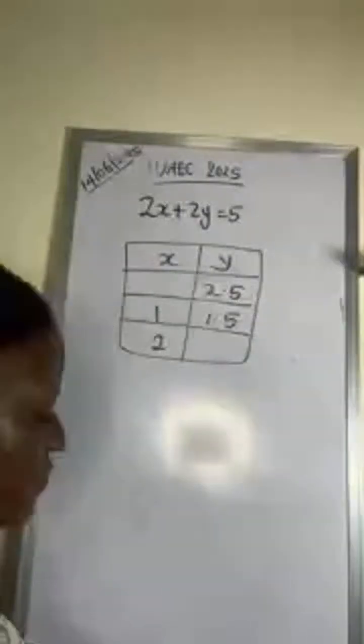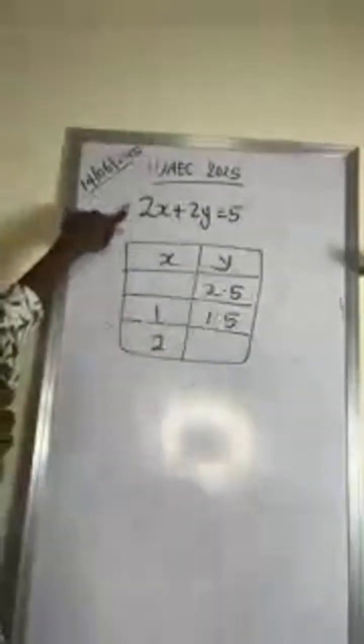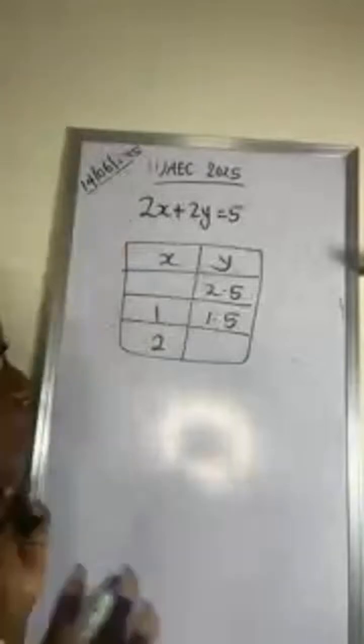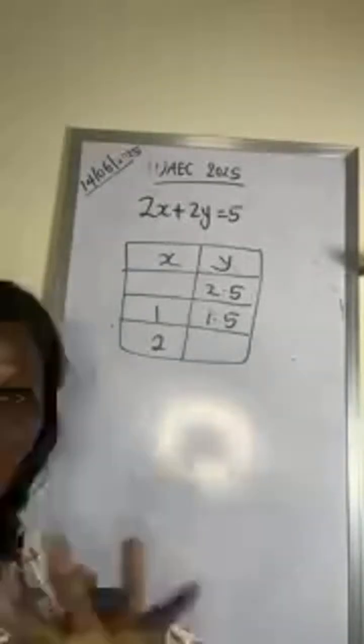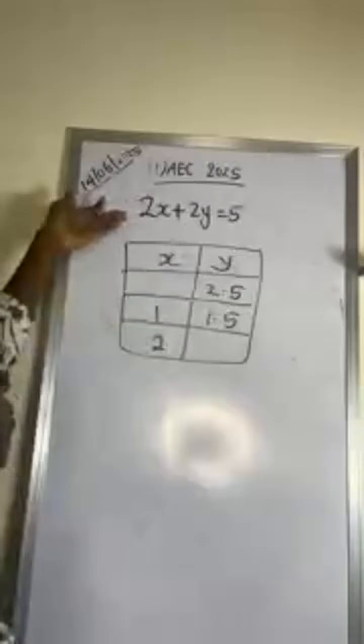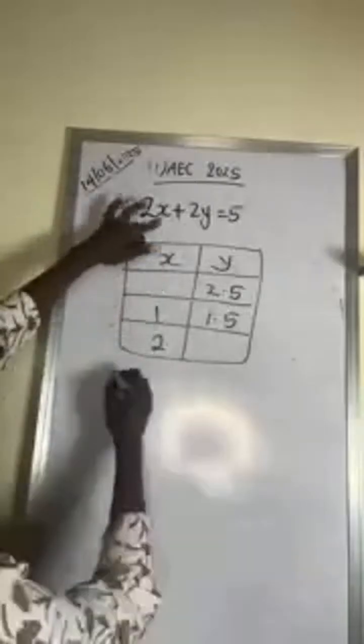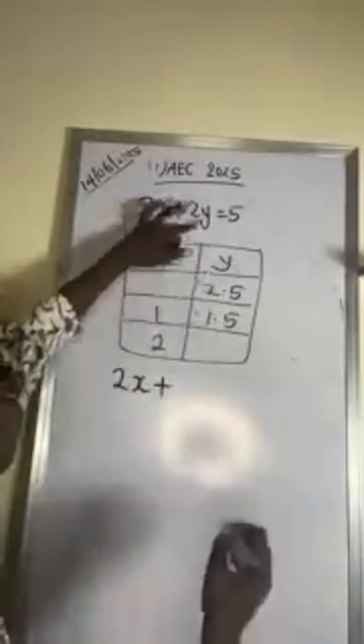So given 2x plus 2y equals 5, we're given the table. We're not given the value of x here, but we're given y. So we're asked to find the values of x and y. We already have an equation. This is just substitution. If you are following us on the channel, we've been talking about substitution when given an algebraic expression. This is an equation. So you don't know the value of x, or you know the value of y.